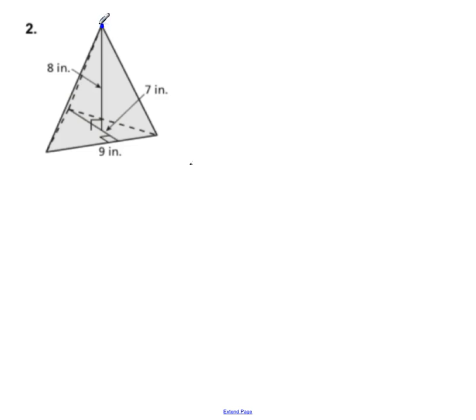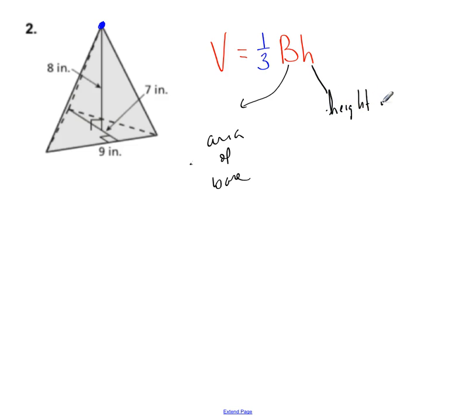Triangular pyramid. Okay, it comes to a point. The generic formula for volume is volume equals base times height. And for a pyramid, anything that all meets up at one vertex, it's just going to be 1/3 base times height, where that base is the area of the base, and the height is the height of the prism or pyramid.